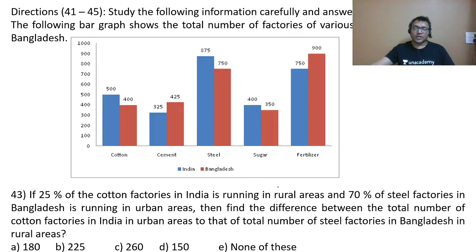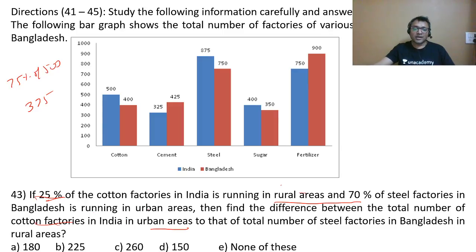Yeah. So if you look at 7, we want cotton factories in urban areas. So rural areas is 70%. Sorry, 25% is rural areas. So urban area will be 75%. So 75% of 500, which is 375. 3/4 of 500 is 375.